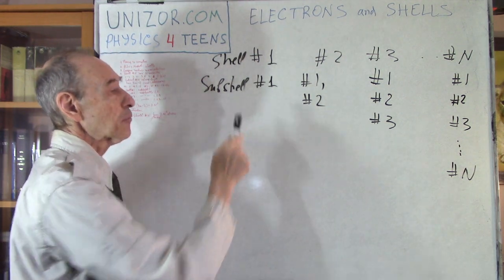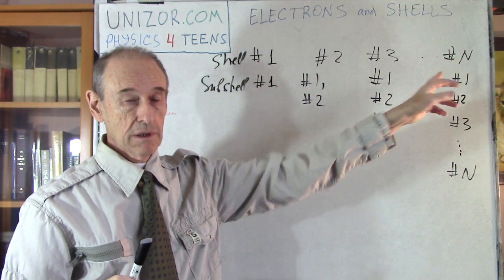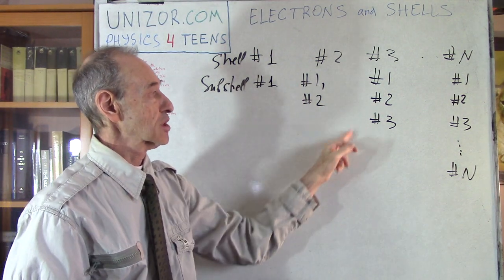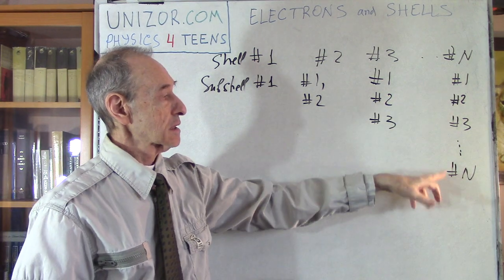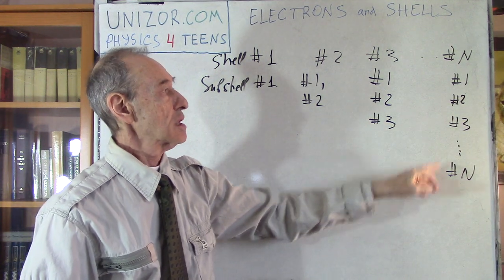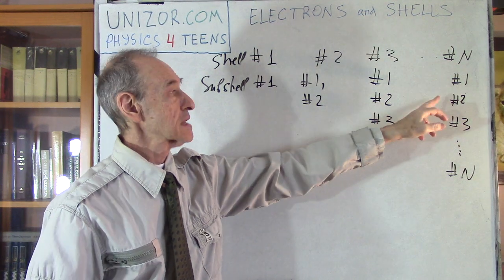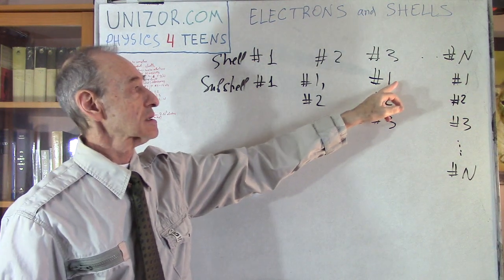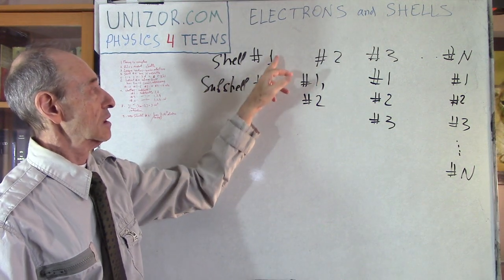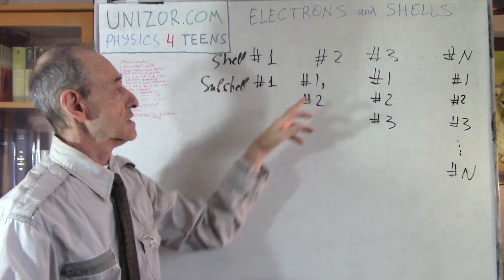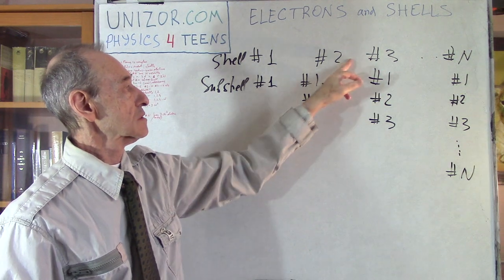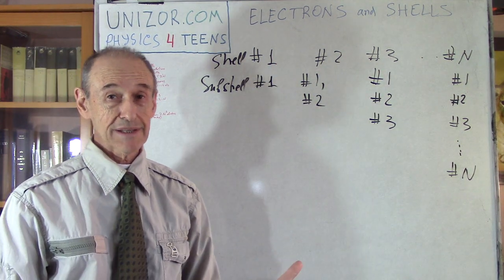Apparently, each subshell has a fixed number of electrons, which depends only on the number of the subshell, not on the number of the shell it belongs to. This means the first subshell of the nth shell has exactly the same number of electrons as the first subshell of shell number three, or of shell number one. The second subshell of any shell contains exactly the same number of electrons in each shell it belongs to. Now, what is that number of electrons?